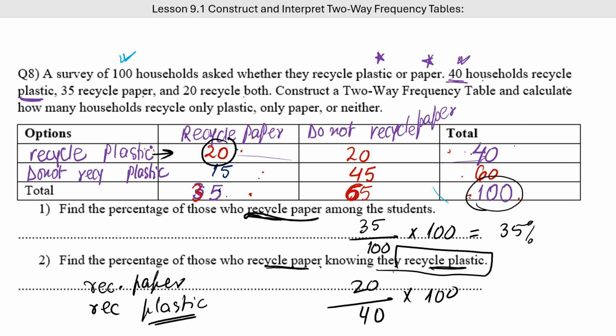Okay, so this is the way how we solve it. So 0 and 0 cancel. 2 here and 2 times 50. So it will be 50%.